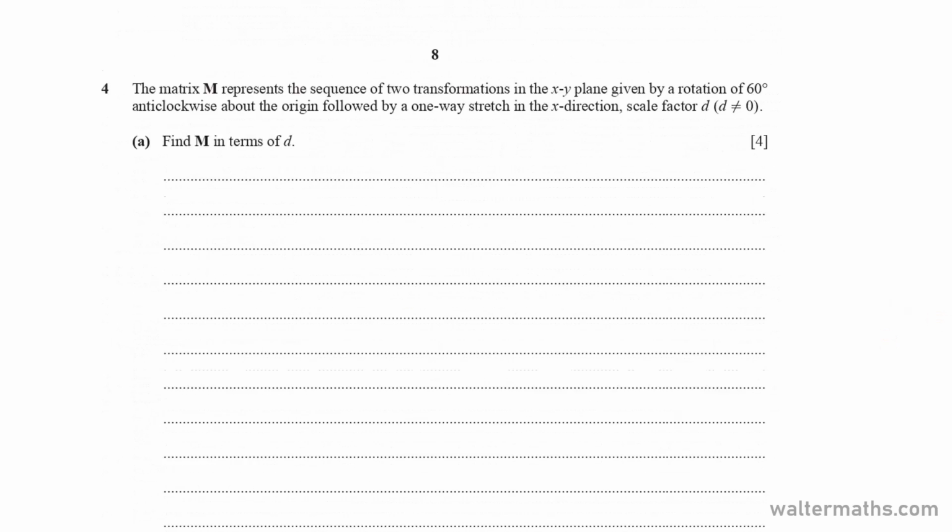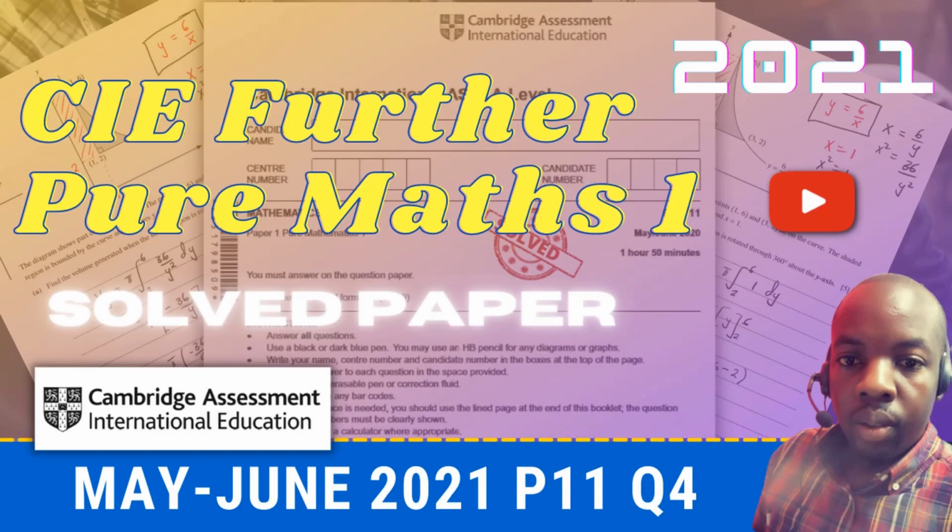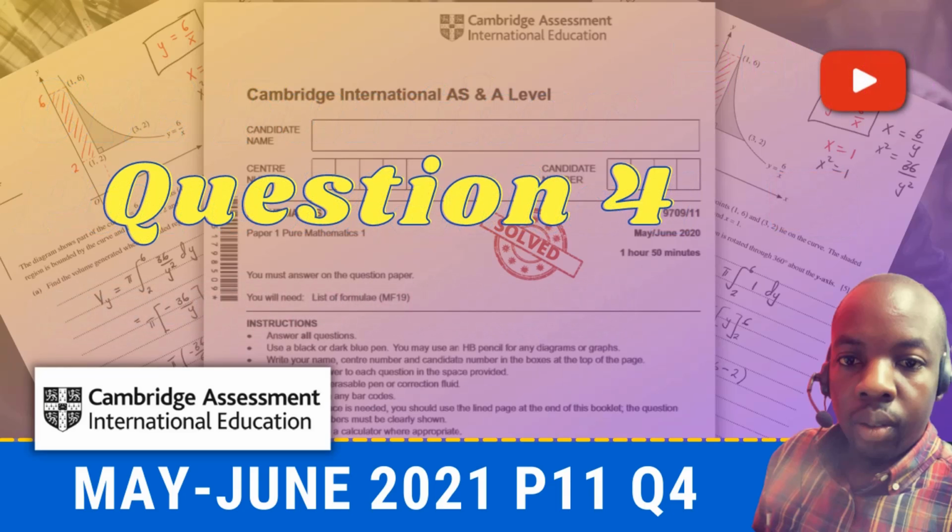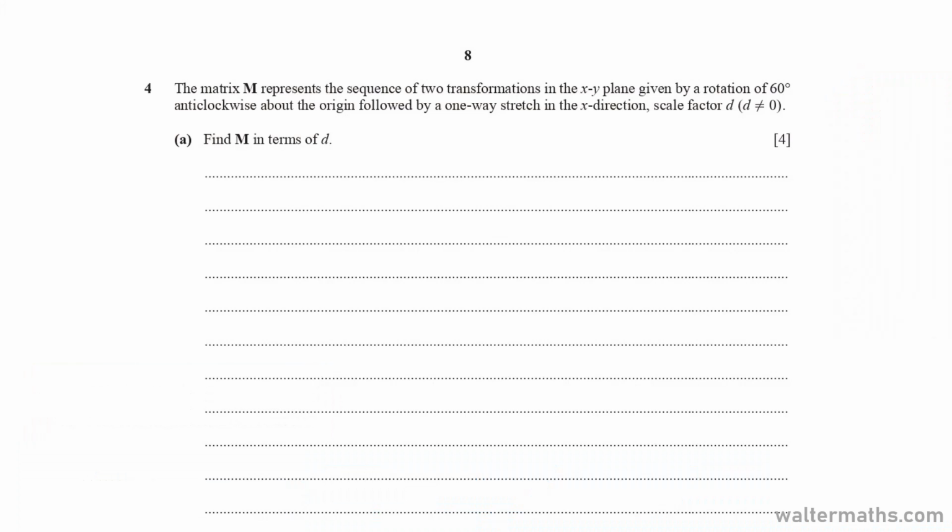We can now scroll down to question number 4. Question number 4. The matrix M represents the sequence of two transformations in the xy plane given by a rotation of 60 degrees anticlockwise about the origin, followed by a one-way stretch in the x direction, scale factor d, where d is not equal to 0.